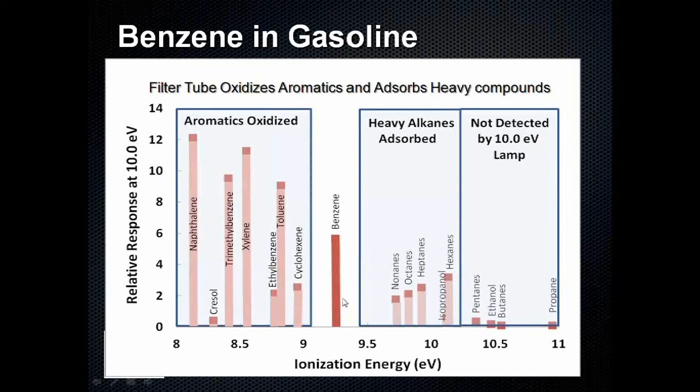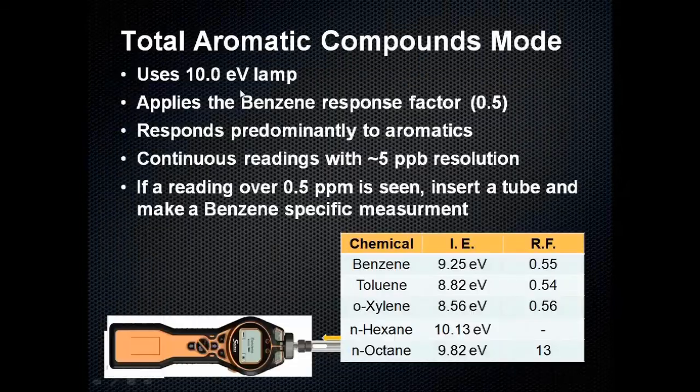When I first saw this being proposed, I thought it was preposterous. But I became a believer after testing this several times, and somehow this system is able to do it so that just the benzene gets through to the PID sensor. So again, you walk around with the PID without a tube in it, in this total aromatic compound mode, with just a 10.0 eV lamp, and it responds predominantly to aromatics in this mode. And you get a continuous readout, and if your reading is ever over 0.5 ppm, then you go ahead and insert a tube and then make a benzene-specific measurement.